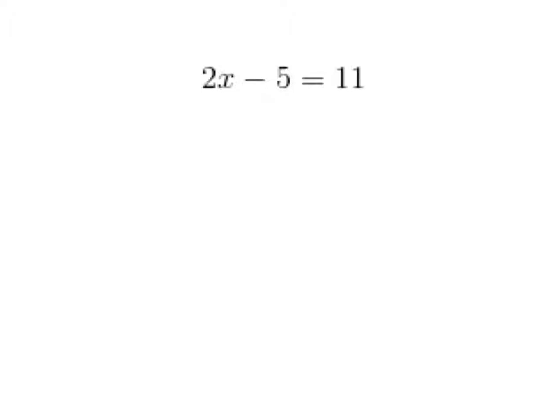2x minus 5 equals 11. So first thing I'm looking for is any addition or subtraction. I've got this subtraction right here, minus 5. I undo that first by adding 5. So I'm going to add 5 to both sides. The 5's cancel out on the left, leaving 2x. And on the right, 11 plus 5 equals 16.